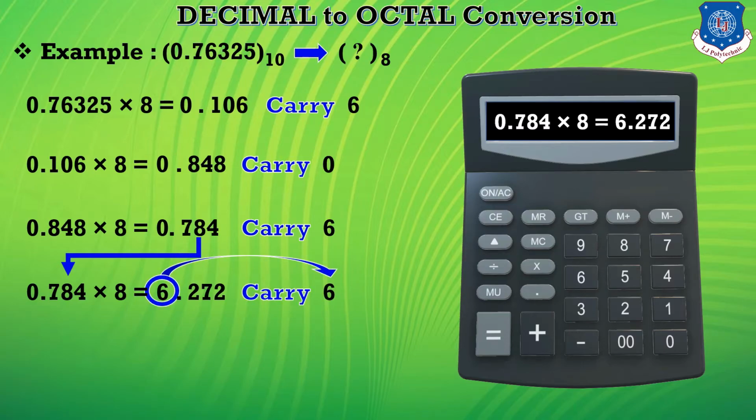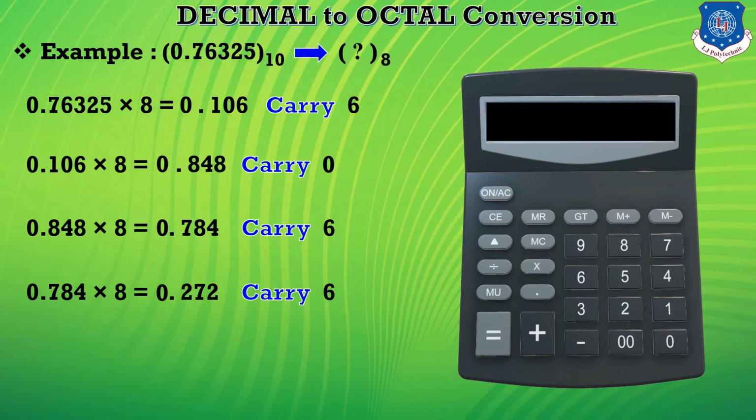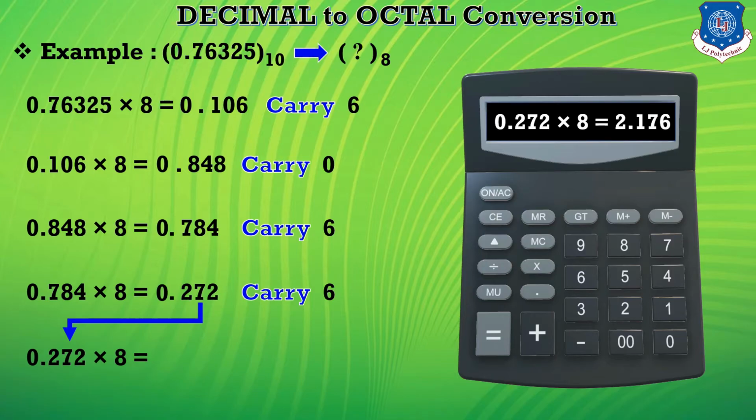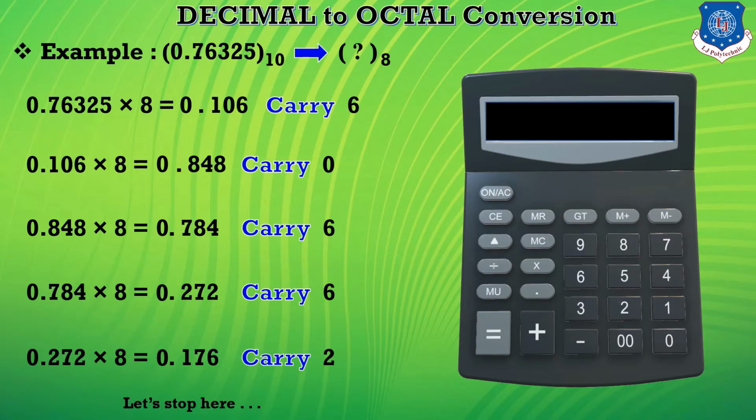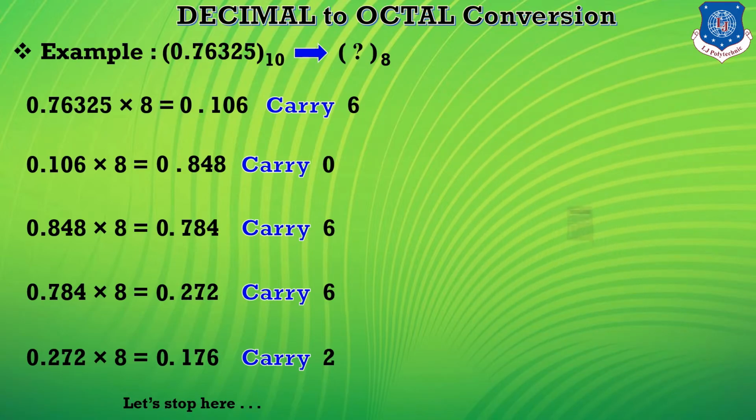Now the remaining term becomes 0.272. Now this 0.272 is further multiplied with 8, then we'll get the answer 2.176. Amongst this 2.176, we consider 2 as a carry. Now let's stop here for conversion. In the next step, we assign LSB and MSB.